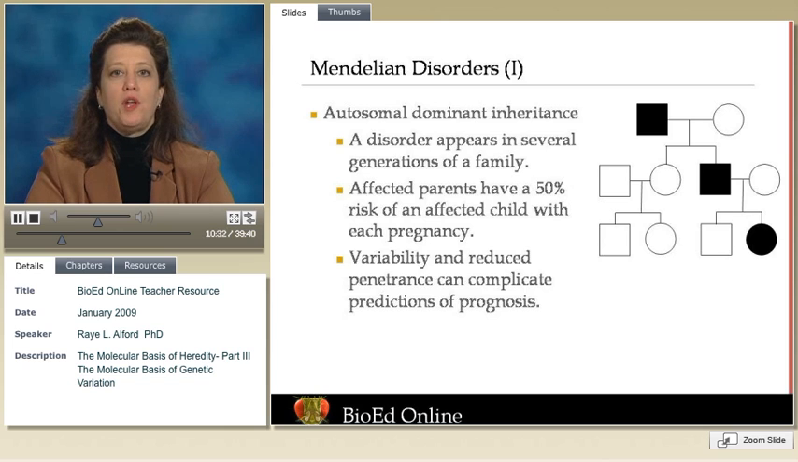Examples of autosomal dominant disorders include Marfan syndrome, neurofibromatosis, and Waardenburg syndrome. The drawing on this slide illustrates an autosomal dominant disorder. In this family, the disease is passed from a man to his son, and then from the son to his daughter.